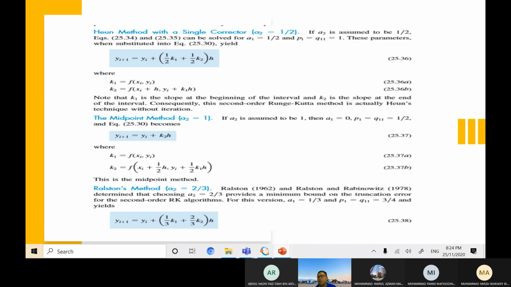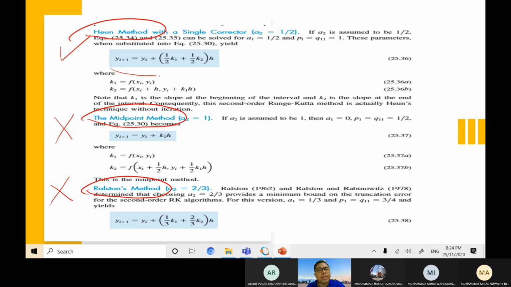Okay. So in Runge-Kutta second order, you have Heun's method, you have midpoint method, you have Ralston method. For this discussion, I just want to cover about Heun's method only. The midpoint and Ralston, you do it on your own. So maybe in your practical test, maybe midpoint can be asked, Ralston can be asked. So how to find the solution using Heun's method?